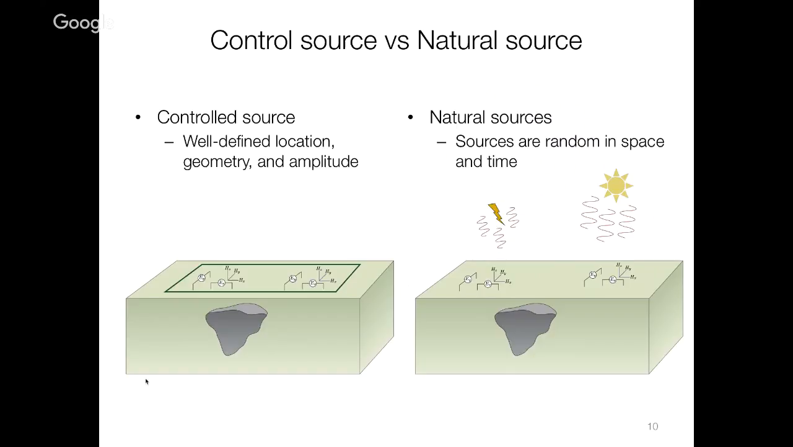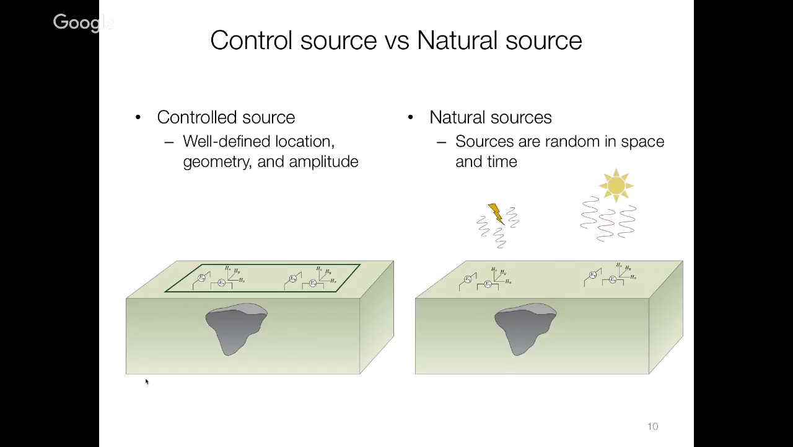Natural sources, well, we still know where the receivers are, but actually the sources are random in space, and they're also random in time. So just think about your lightning strikes in Brazil. One over there. So we don't know that. We can't keep track of all of those things. So what's going to happen is we're going to have to do this.